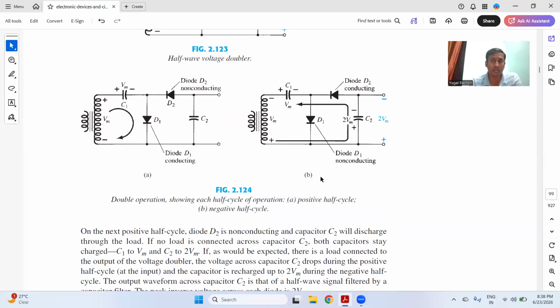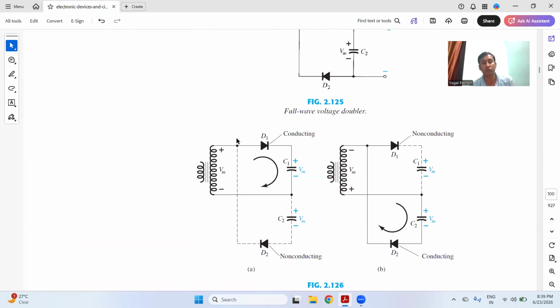Now, before scrolling to the next page of the book, I would like to give you some intuition. You have used two capacitors and two diodes to double the voltage. So just consider it as one capacitor and one diode: one diode, one capacitor. If you use three diodes and three capacitors, it will act as a voltage tripler. It is giving some intuition, and I will show you the circuit as well.